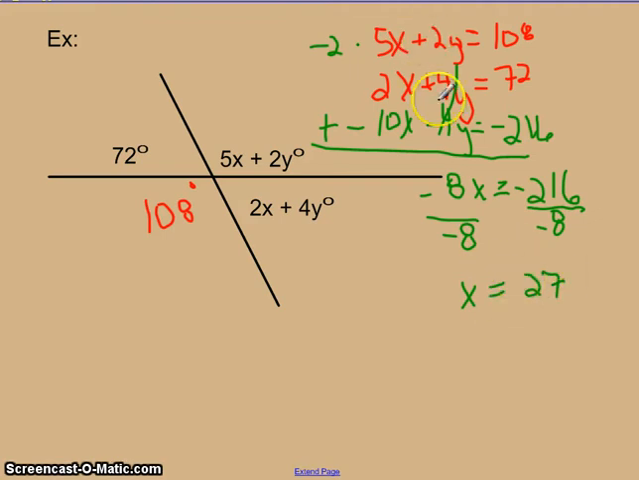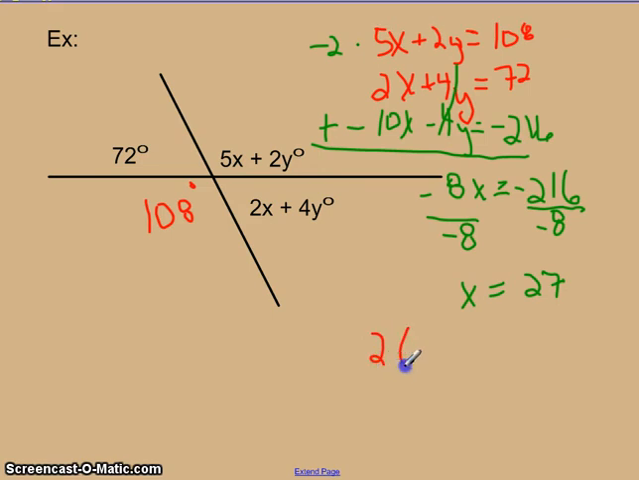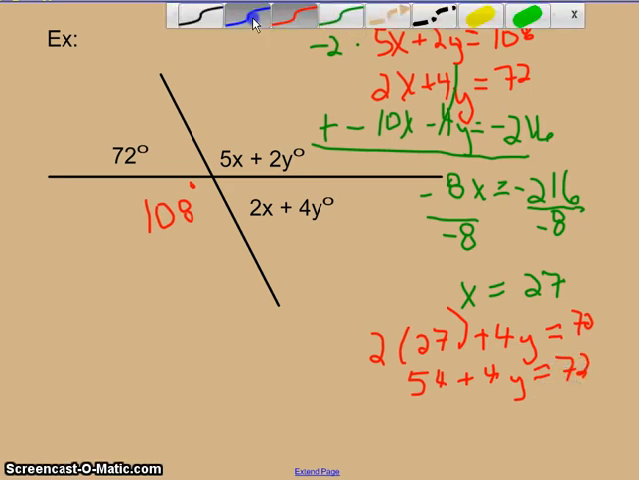I've got to plug that back into one of the two originals. Again, I think the bottom one looks to be a little bit easier to use, so I'm going to use it again. So I'm going to have 2 times, I'm going to go ahead and plug in the 27 for the x, plus my 4y's equals my 72. So I'm going to multiply the 2 times the 27, which will be 54, plus my 4y equals 72. So I need to subtract the 54 over.